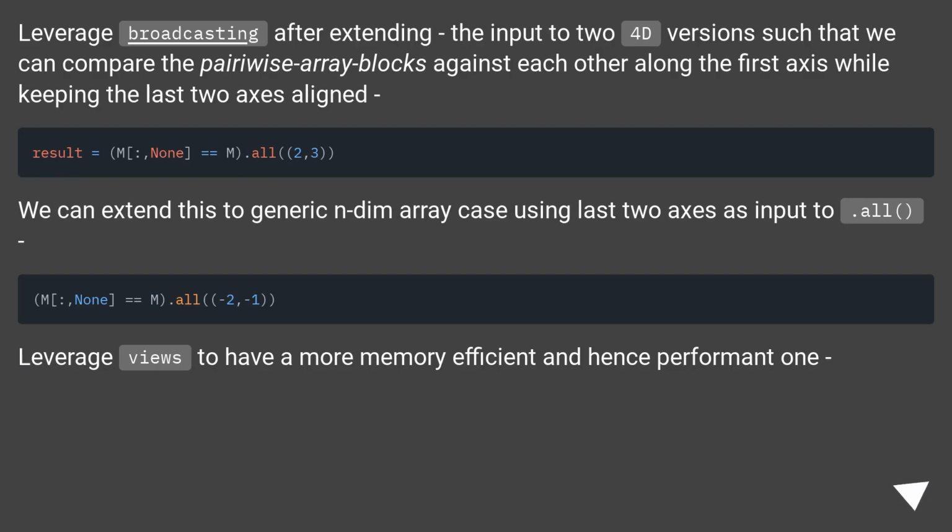Leverage broadcasting after extending the input to two 4D versions, such that we can compare the pairwise array blocks against each other along the first axis while keeping the last two axes aligned. We can extend this to the generic n-dim array case using the last two axes as input to .all. Leverage views to have a more memory efficient and hence more performant one.